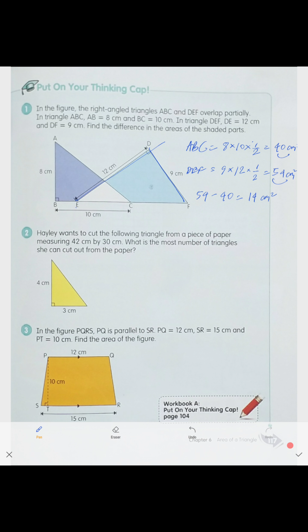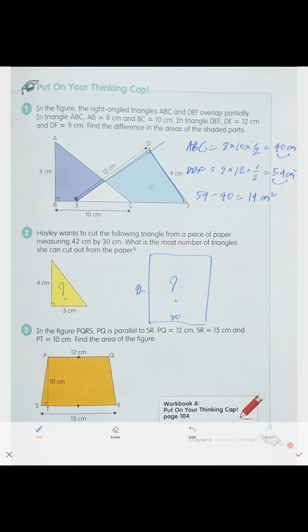Easy. Number 2. Haley wants to cut the following triangle from a piece of paper measuring 42 centimeters by 30 centimeters. So you can imagine the big piece of paper, it's a rectangle. 42 is the length and 30 is the breadth or width. What is the most number of triangles she can cut from the paper? So we need to find this area, and we need to find how many of these pieces can fit inside.